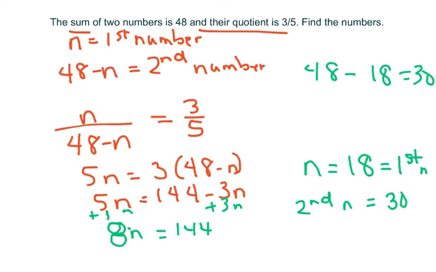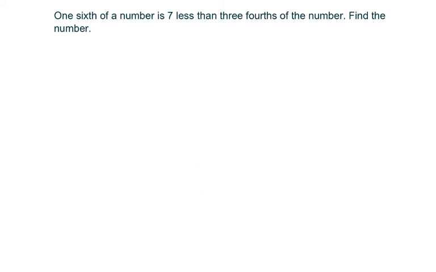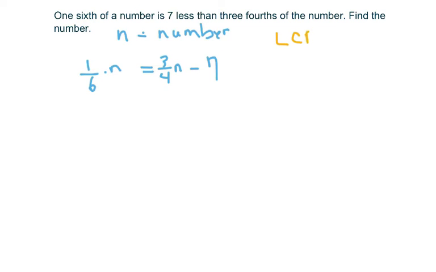Okay? The next problem is 1/6 of a number is 7 less than 3/4 of the number. It's like the first one we did. So we're going to just let n be our number and just read across. 1/6 of a number is 7 less than 3/4 of the number. My common denominator is 12. So your least common denominator is 12. And just multiply each piece by 12.